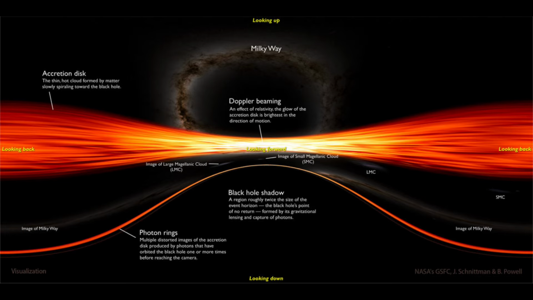Now, the other thing that we see in the center is that it gets a lot brighter. And in fact, that is because of Doppler beaming. And that is an effect of relativity as well. And we're going to see in the direction of the motion, the direction that disk is moving, it is going to be brightened. So it'll dim away from the direction of motion, and toward the direction of motion, it will get brighter. Now, the other thing that we see is that little loop down below labeled photon rings.